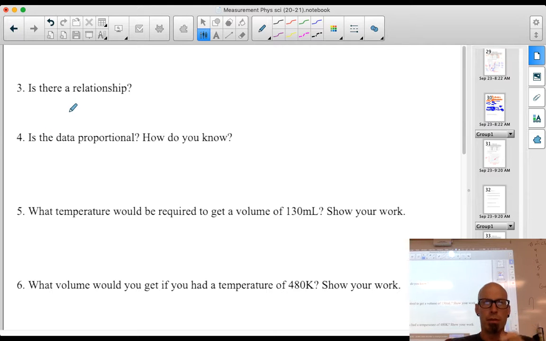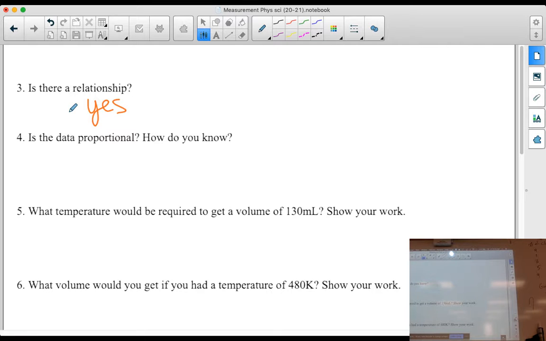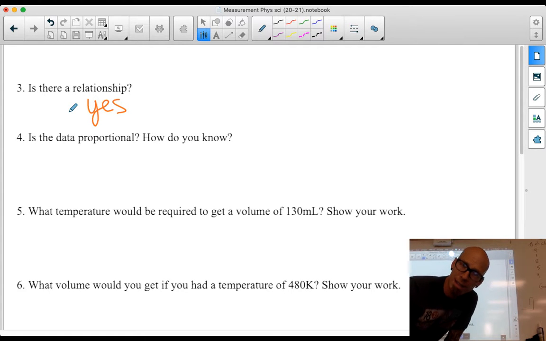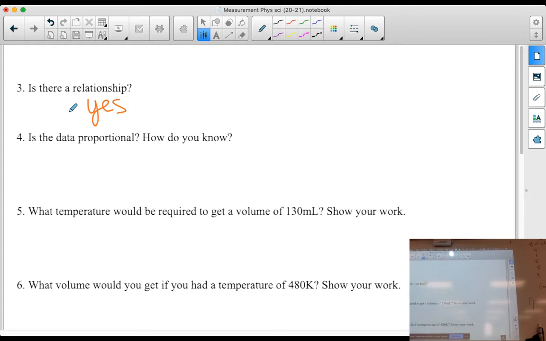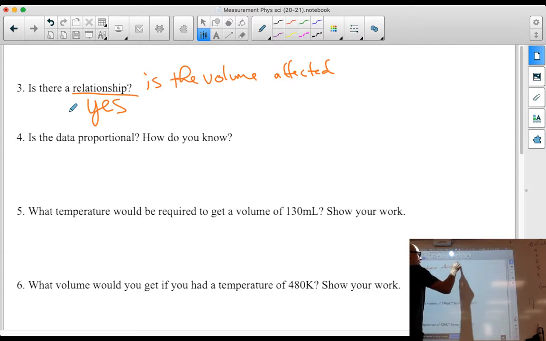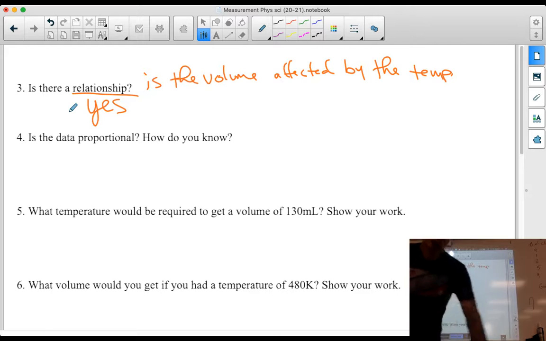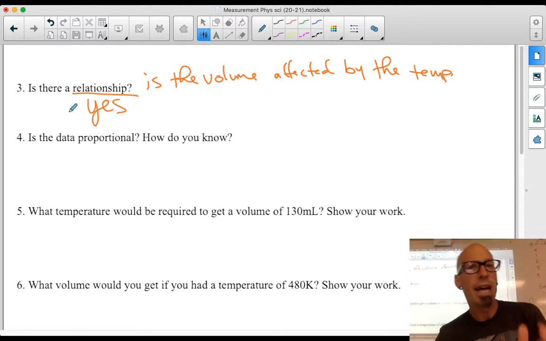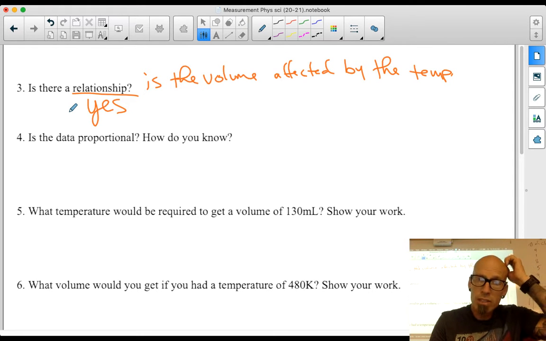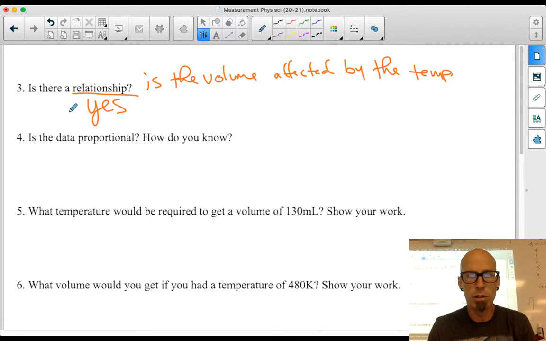Is there a relationship? Yes, there is a relationship. In other words, is the volume affected by the temperature? That's what we're asking. Is there a relationship? Is the volume affected by the temp? Yes, the volume is affected by the temperature. That would be all you have to say.